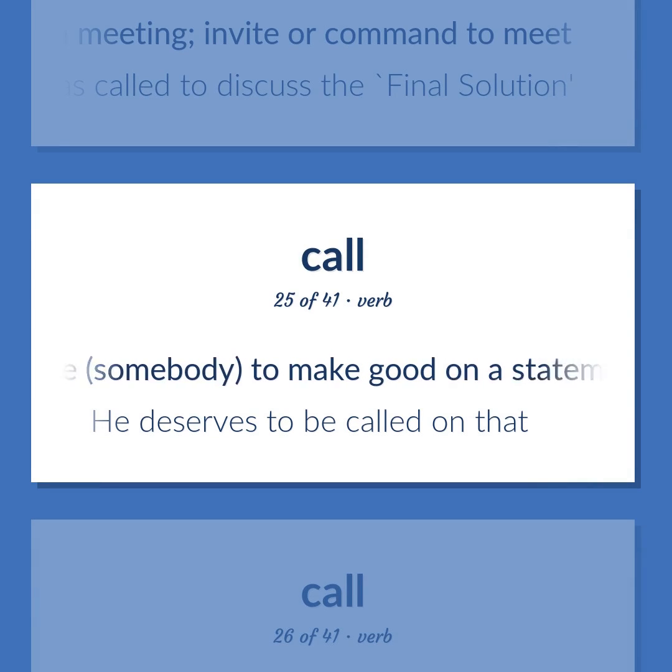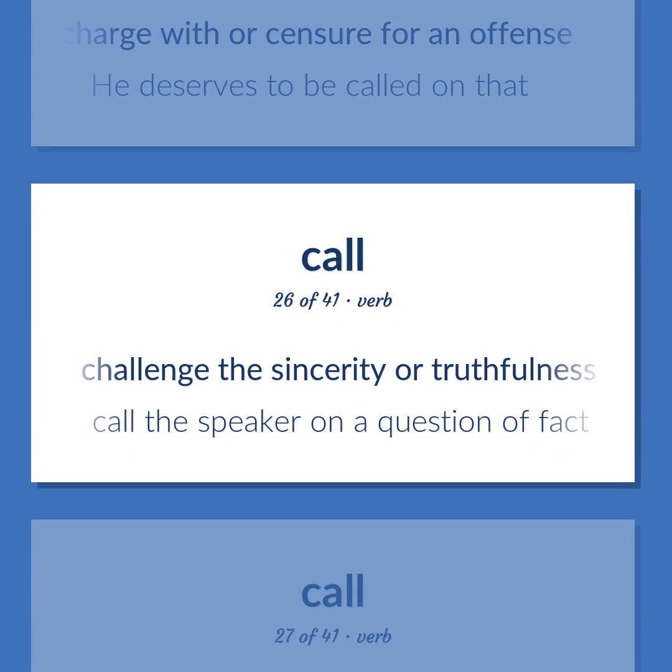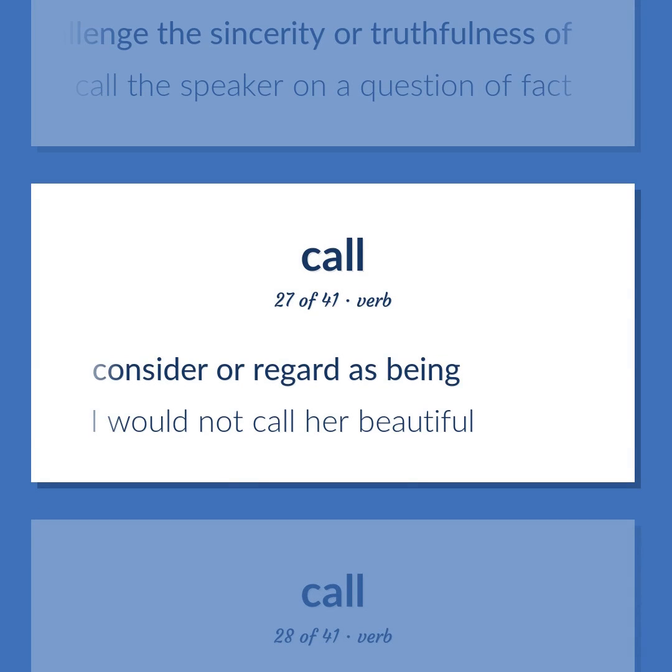Challenge somebody to make good on a statement. Charge with or censure for an offense. He deserves to be called on that. Challenge the sincerity or truthfulness of. Call the speaker on a question of fact. Consider or regard as being. I would not call her beautiful.